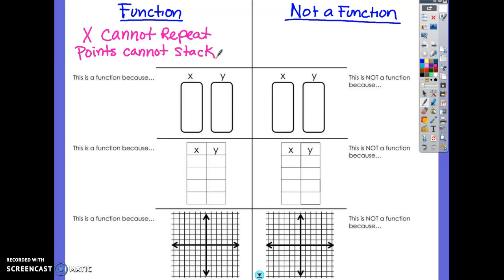So if it is not a function, what's happening to the x's? They're repeating. So x is repeating. And what do you think the points are doing? The points are stacking, one on top of each other. Points are stacking. Okay, so we're going to do a few examples.